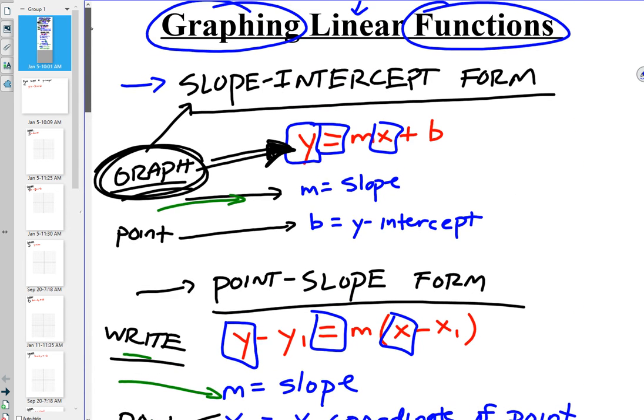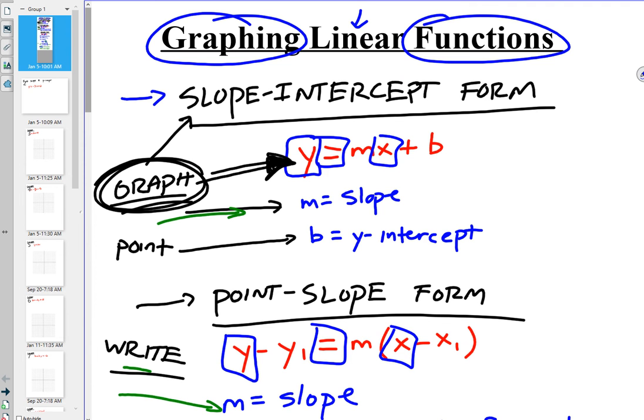I would argue that more important than that, though, is knowing the difference between these two. We've already kind of alluded to it, but how would you know when a function is in slope-intercept form, the first one? Very good. Absolutely. The y is by itself. That's the big one. This is the only one that has y by itself.